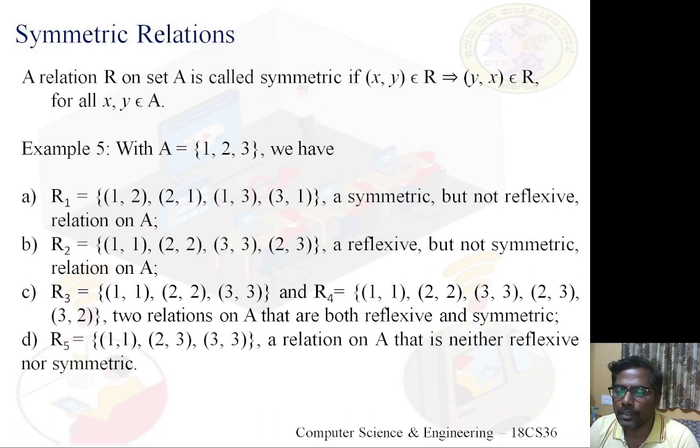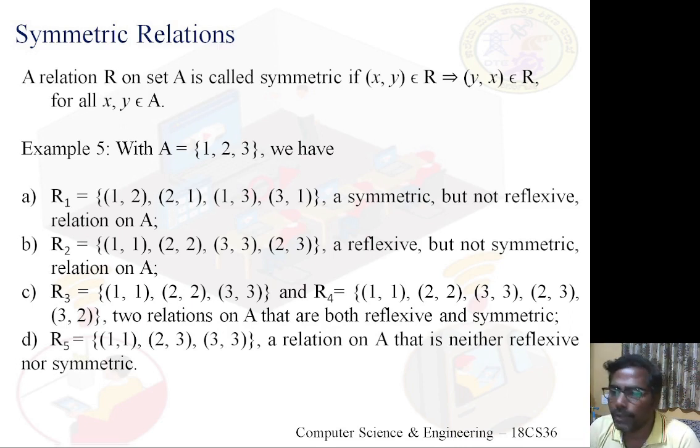Clear? So I repeat, if a pair of the form x comma y exists, then only I should see whether the pair y comma x also exists to conclude symmetric. But there is no pair of the form x comma y, so there is no question of searching whether the pair y comma x exists. Clear? So R3 is reflexive as well as symmetric.